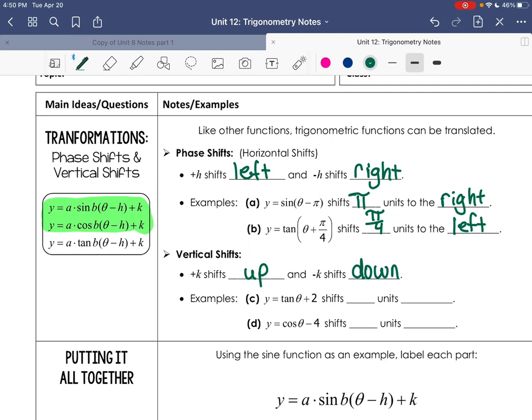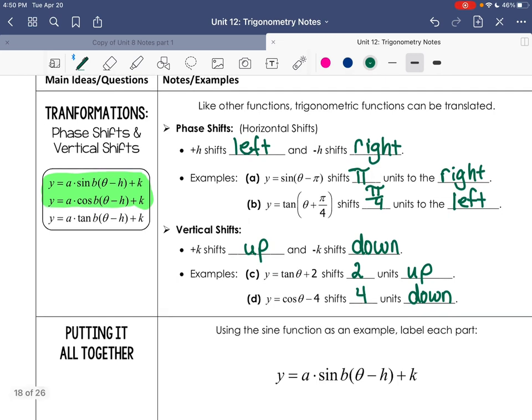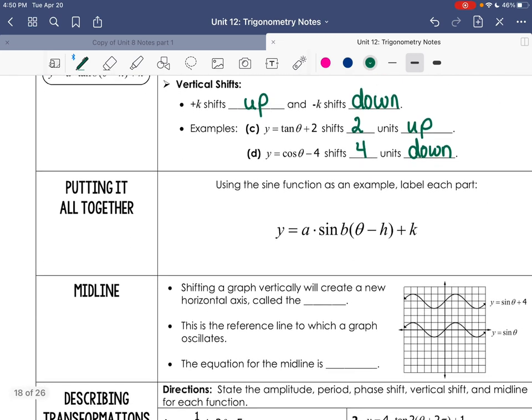In examples C and D for the vertical shifts, you're doing the tangent of theta and then adding 2 to the answer. So you would shift 2 units up, and then cosine minus 4, you would shift 4 units down. So that's very straightforward.